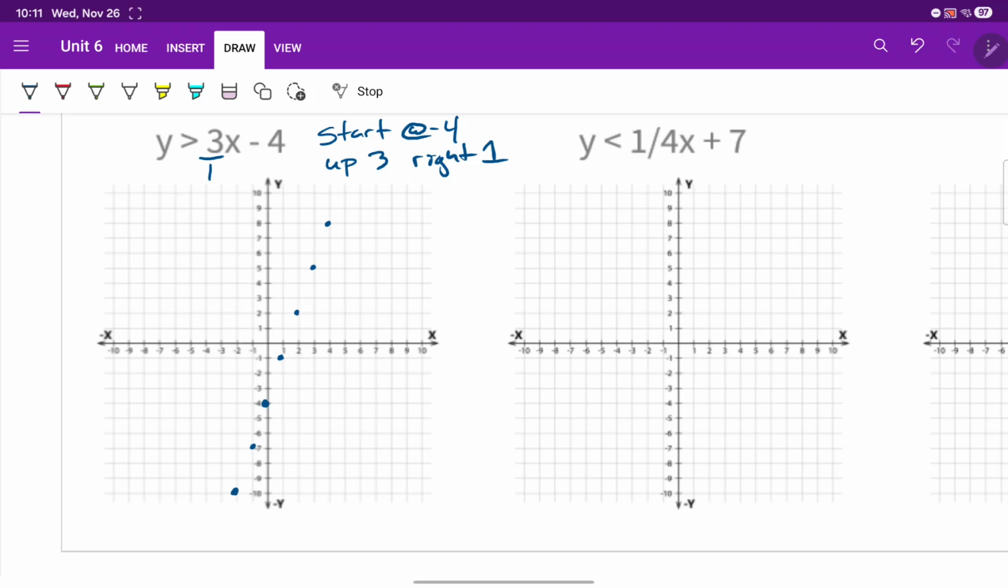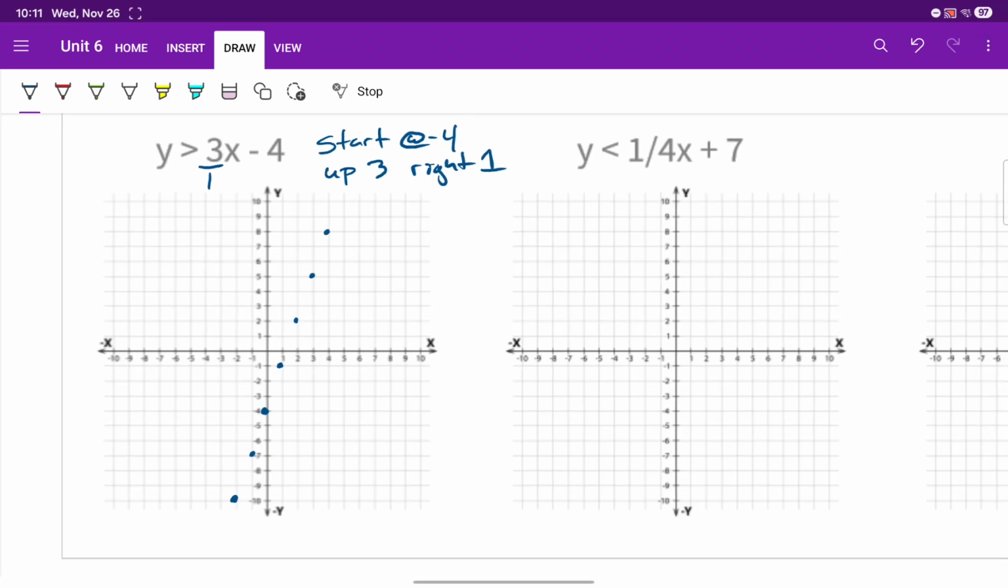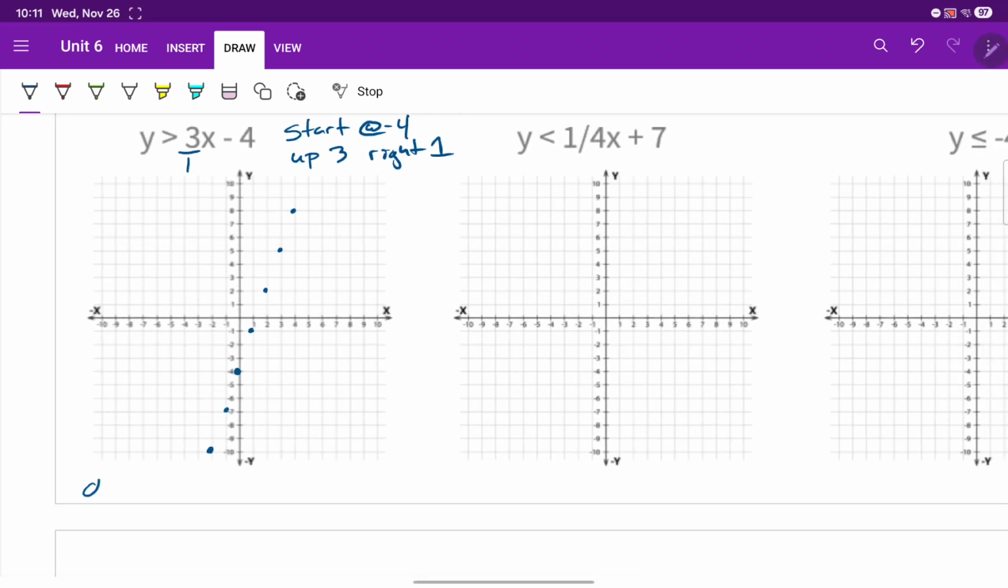Now I need to figure out two things. Is my line going to be dotted or solid? For this, we look at this: it's just greater than. It says y is greater than, not equal to. So my line is going to be dotted. I'm going to fill that in.